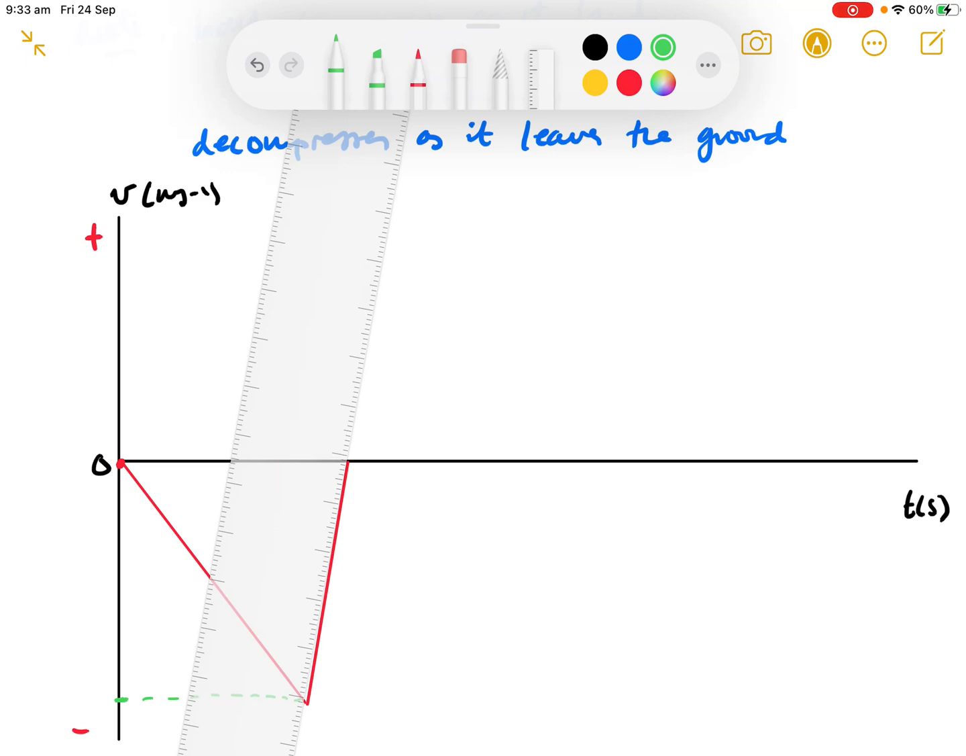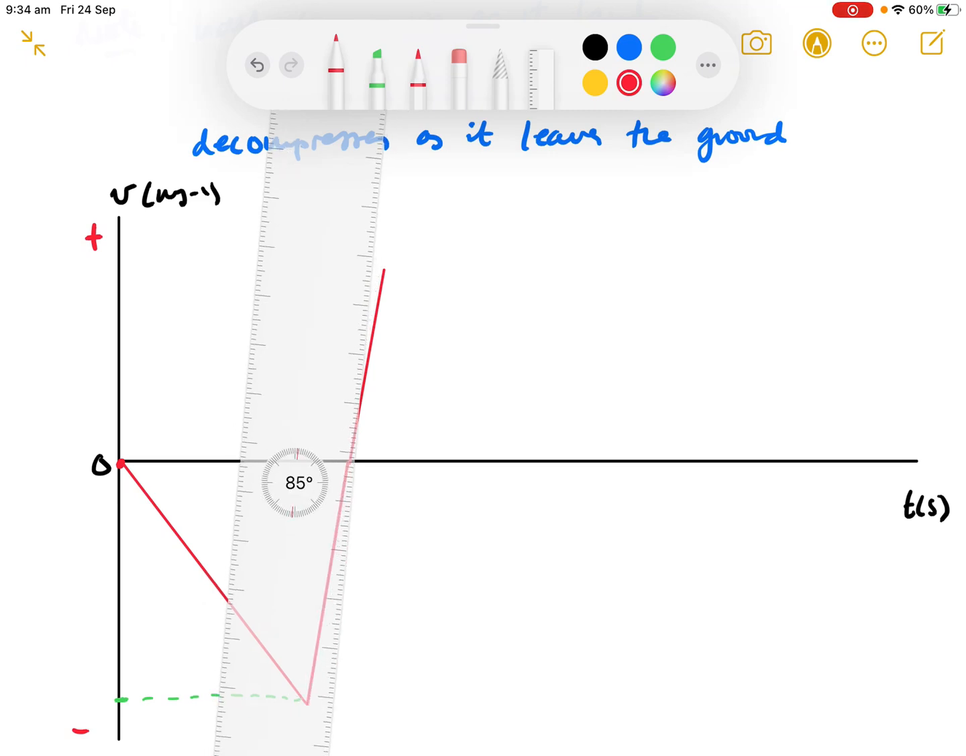Of course, once it's come to rest, it then starts decompressing, and it's going to accelerate upwards, still in contact with the ground, at the same acceleration that it was decelerating at. Now just watch how you draw this line, because you don't want it to go as far up the axis as it came down, because it loses energy. So when it emerges up from the bounce, it's not coming up as fast as it came down.